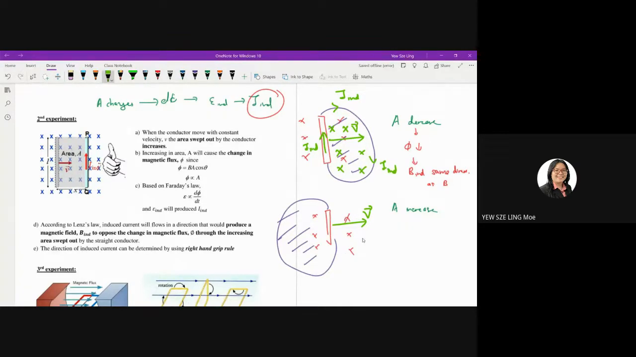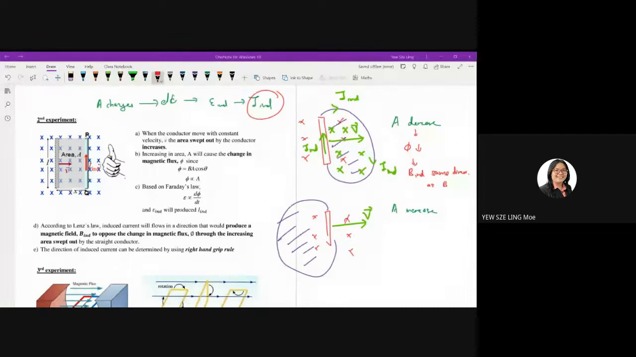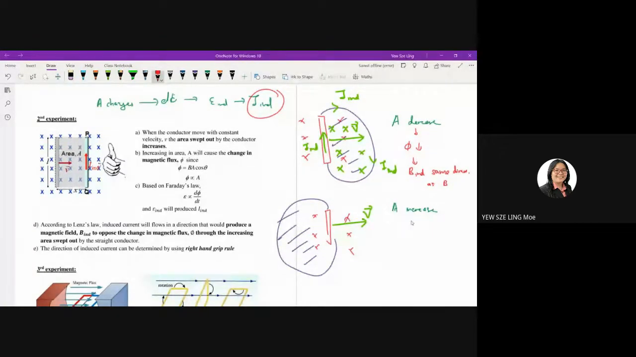Now let's look at the second diagram. In the second diagram, how are we going to determine the direction? So when I pull the conductor to the right hand side, I'm increasing the area. As the area increases, flux increases. If flux increases, B induced is generated in the opposite direction, opposite to B. So I have B into the page, meaning that in this case, my B induced will be out of the page.